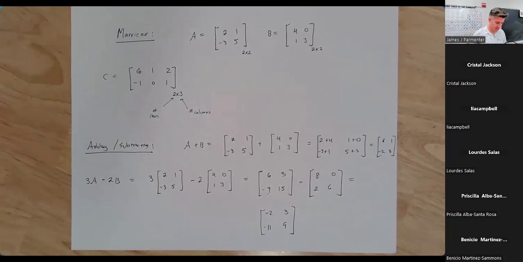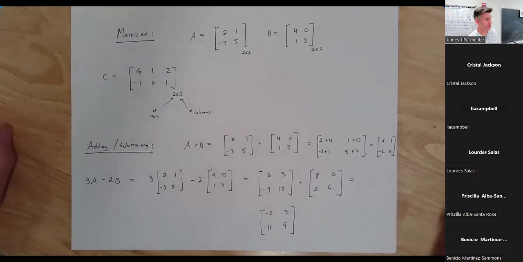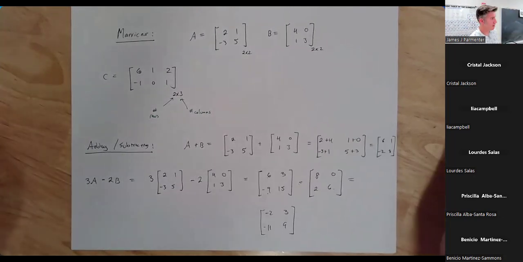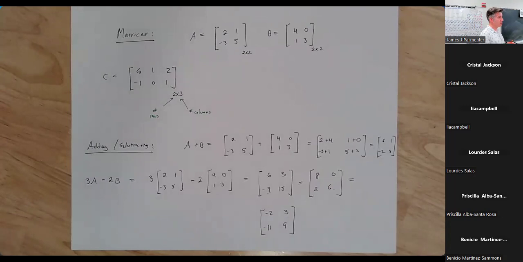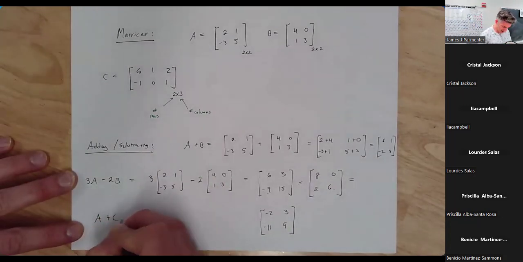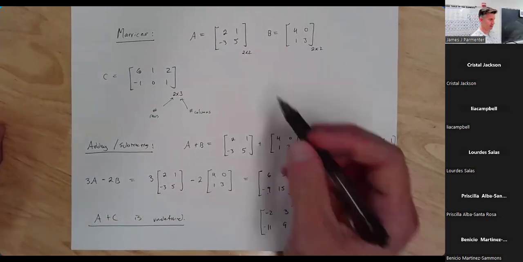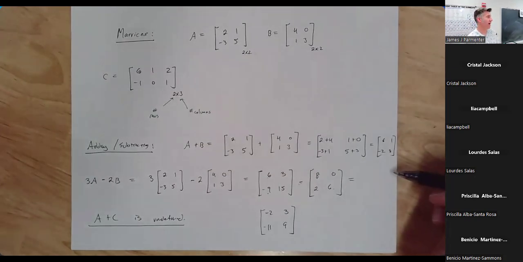On the other hand, if matrices are not the same dimension, size, what's the right word here? Yeah, dimension. I probably use either word actually. If the matrices have different dimensions, you cannot add them together. So for example, A plus C is undefined. We cannot add A to C because you run out of parts of A when you still have parts of C to add to it.